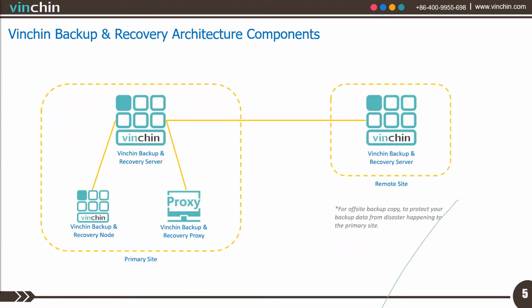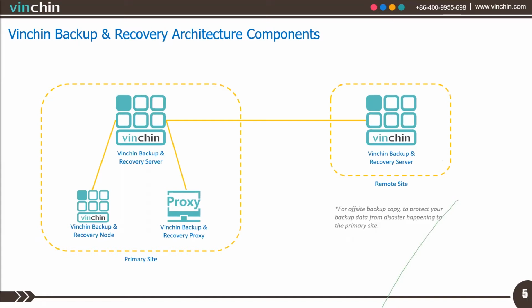Now, let's take a look at the Vinchin Backup and Recovery architecture components. In this example, there are 2 sites, the primary site and the remote site. On the primary site, Vinchin Backup Server, Backup Node, and Backup Proxy have been deployed. On the remote site, only Vinchin Backup Server has been deployed. The remote site backup server is used for offsite backup copy storage only. So let's focus on the primary site.